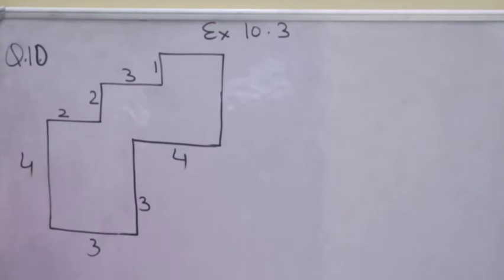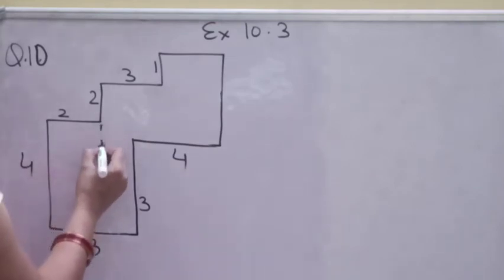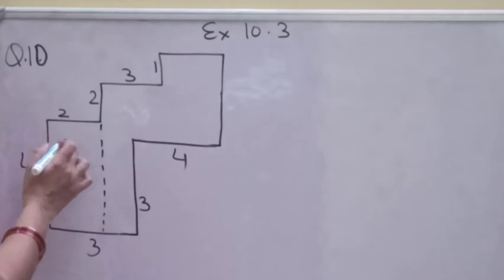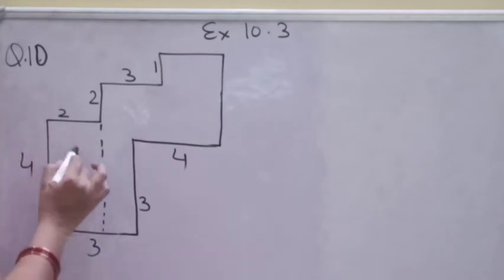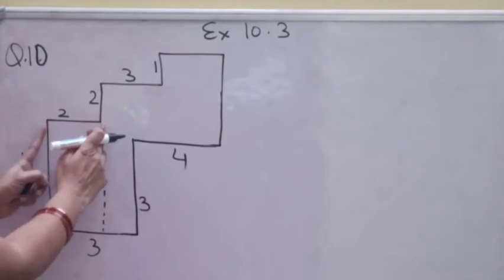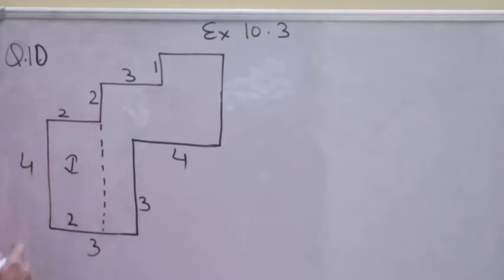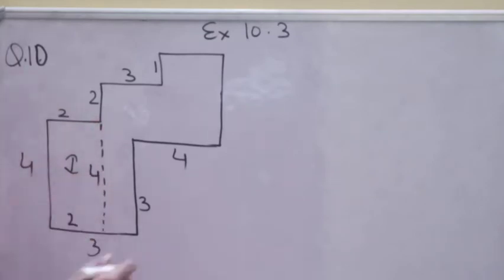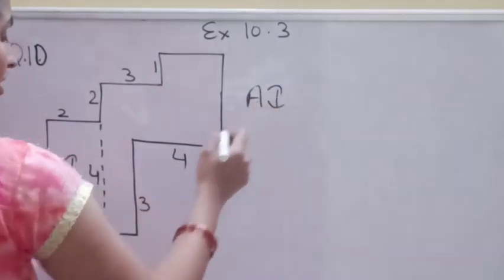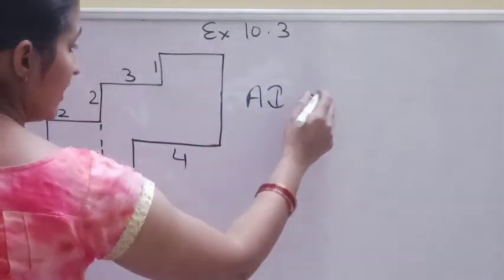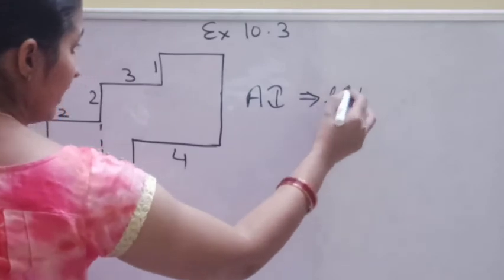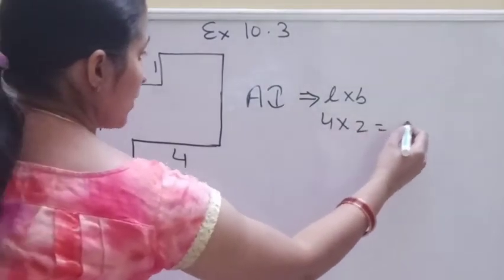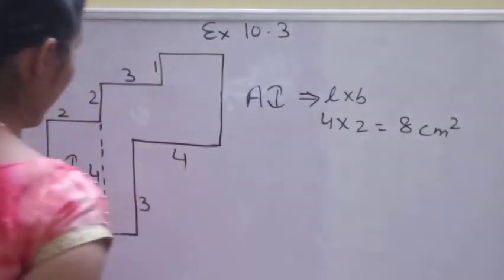So let's start splitting. If we join this, then this will become a rectangle. Let's name it rectangle 1. This side is 2, so this side is also 2. This is 4, so this side is also 4. So this is your first rectangle. So area of first rectangle is, area of rectangle is length into breadth. So that is 4 into 2. 4 2s are 8 centimeter square.